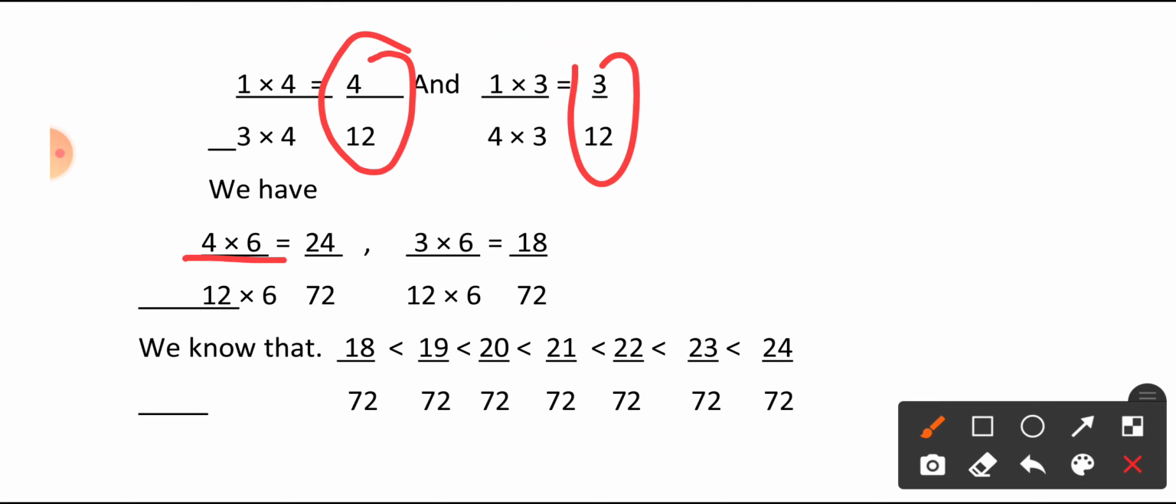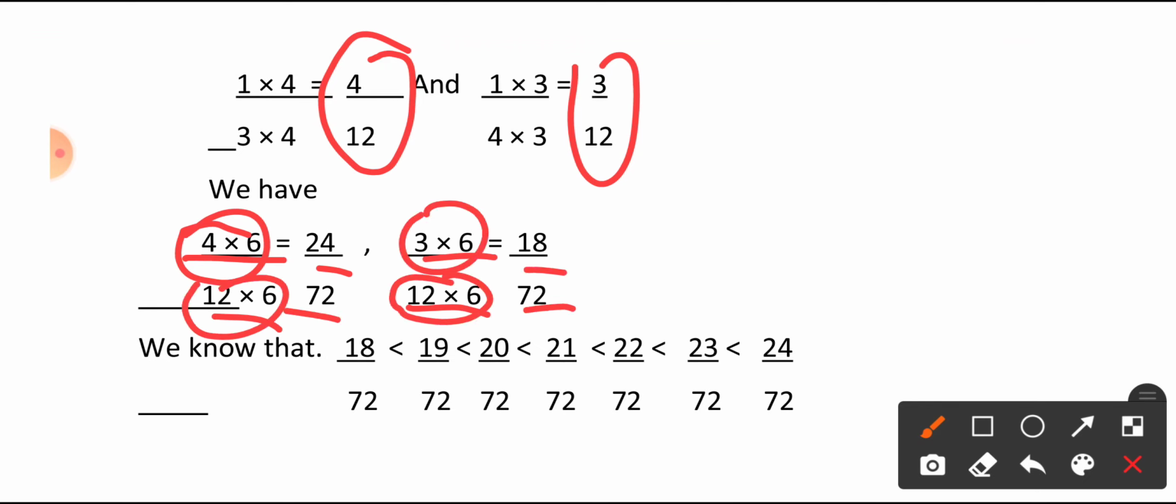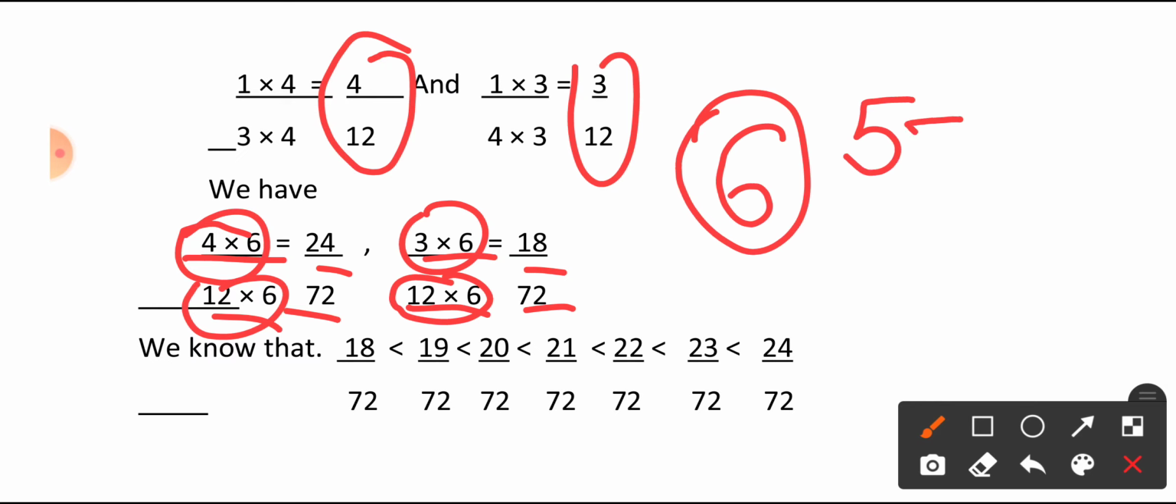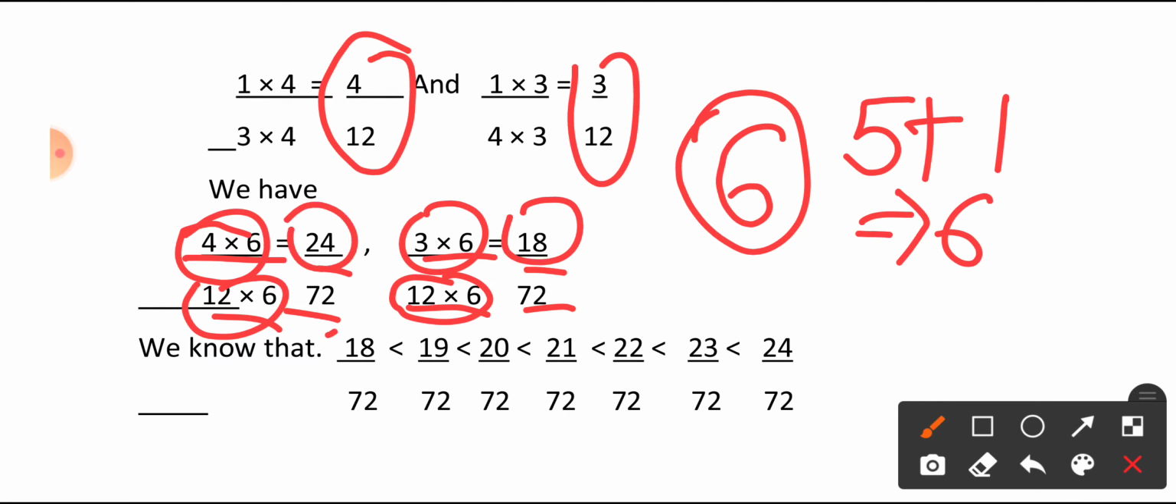So 4 into 6 and 12 into 6, same here, 3 multiply 6, 12 multiply 6. So 6 4s are 24, 12 6s are 72. 3 6s are 18, 12 6s are 72. And why have we multiplied by 6? Because we have to find 5 rational numbers, and for that we multiply by 5 plus 1, which is equal to 6. Now you can see 18 and 24. Now the denominators are the same, so we have to write the numbers between 18 and 24.